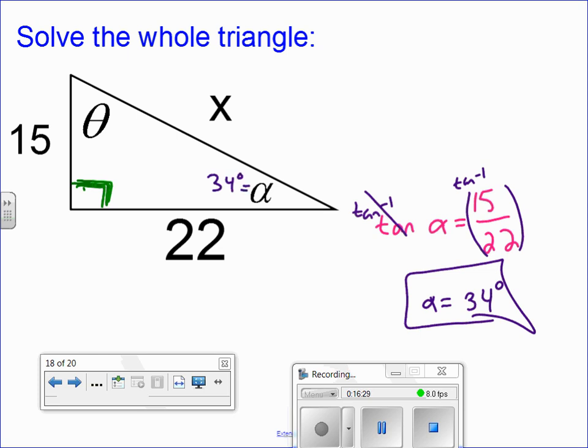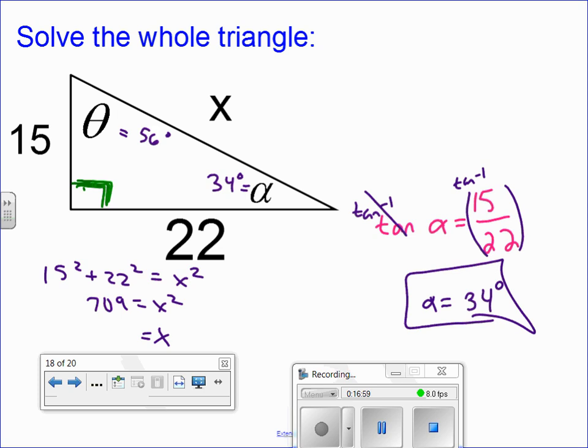All triangles add up to how many degrees? So at this point, I could do my 180 minus my 34 minus my 90. 56. Some of you can do these in your head. And then how would I finish the triangle off and solve for x? Pythagorean theorem. These aren't bad at all. 15 squared plus 22 squared equals x squared. Square root of 709. And then we're going to square root the 709.